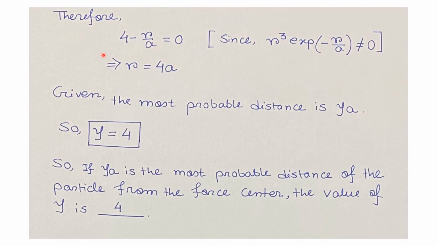Therefore, we can say 4 - r/a equals 0, since the other terms, r³ exp(-r/a), cannot be 0 here. So from here we get r equals 4a. Given that the most probable distance is γa, if we compare this with 4a, we get the γ value as 4. So if γa is the most probable distance of the particle from the force center, then the value of γ will be 4.